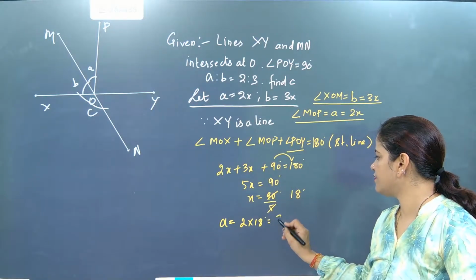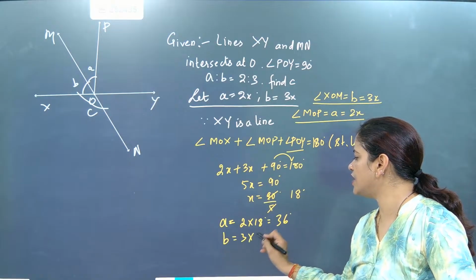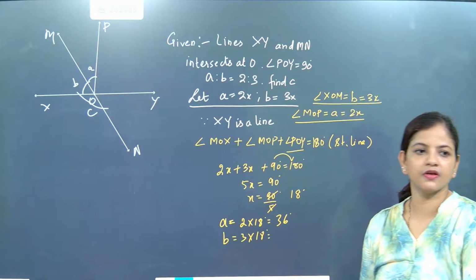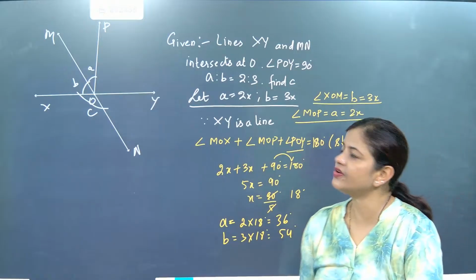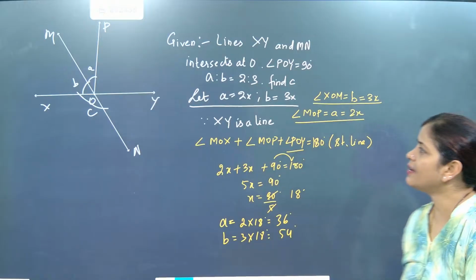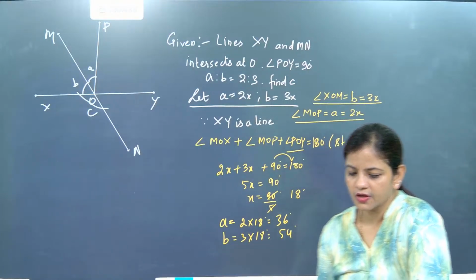Very good. 36. Now B is equal to 3x. So 3 into 18, how much is coming? 54. Now tell me the shortest way. I'm not interested to know the long way. Tell me the most shortest way. Very good.